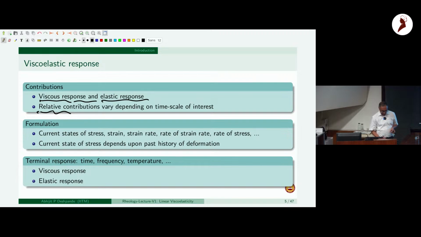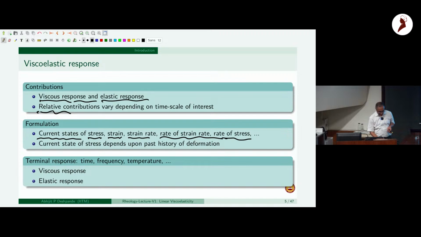The way we formulate viscoelasticity can be done in two different ways. We can say that the current states of stress, strain rate, and all the other rates are related to each other, because this is a more complex response of the material. The variables, let's say stress and strain, are related to each other through not just themselves but their rates, and their higher order rates.